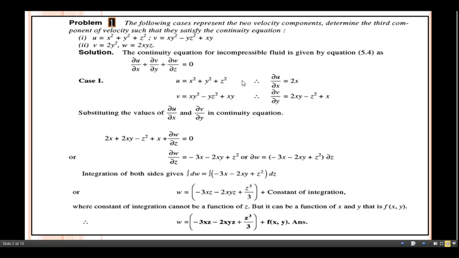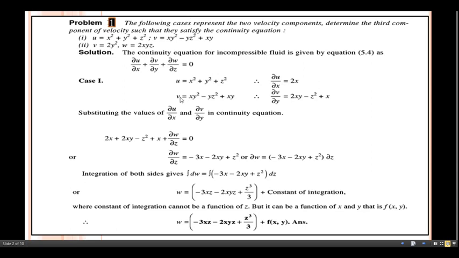So differentiate this term with respect to x, because we know the velocity component u is in the x direction. So delta u by delta x equals, if you differentiate this relation with respect to x, we get 2x. The other term becomes constant, and the derivative of a constant term is nothing but 0.